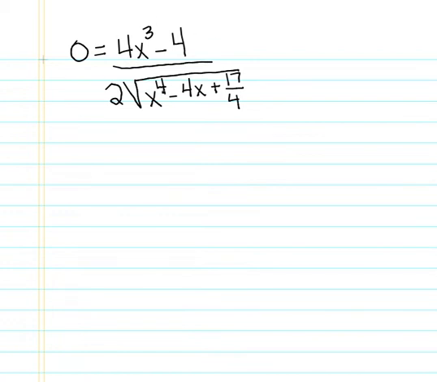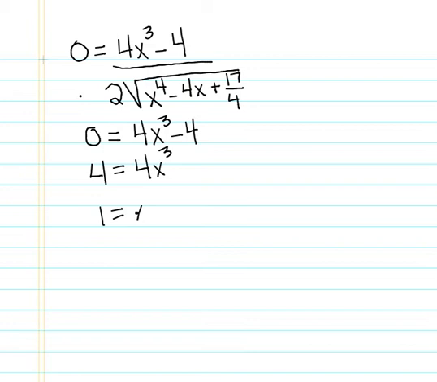So to solve this problem where we're at right now, let me get my pen to work here. You're just going to set the numerator equal to 0 and solve. So 0 equals 4x cubed minus 4. We'd add 4 to both sides to get 4 equals 4x cubed. Divide both sides by 4 and get 1 equals x cubed. And take the cube root of both sides, the cube root of 1 is in fact 1.